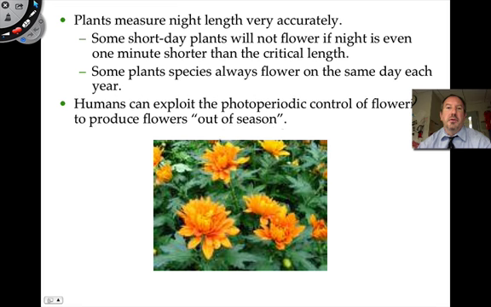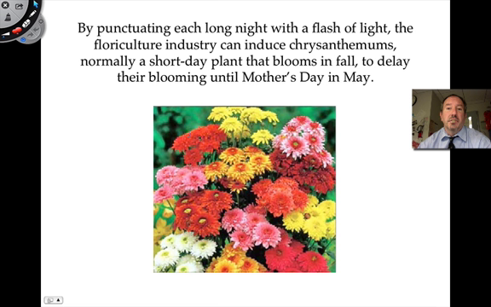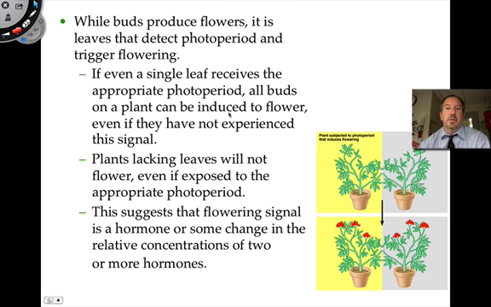And so humans are aware of this mechanism of photoperiodism, so we can actually cause some plants to flower out of season. You're like, well, how can we do this with these flashes of light? One of the most important days of the year for flowers is Mother's Day, and a favorite flower for mothers is chrysanthemums. Chrysanthemums are out of season when it comes to flowering in May. So what we can do is flash light at them and cause them to flower whenever we want them to flower. It's kind of interesting.